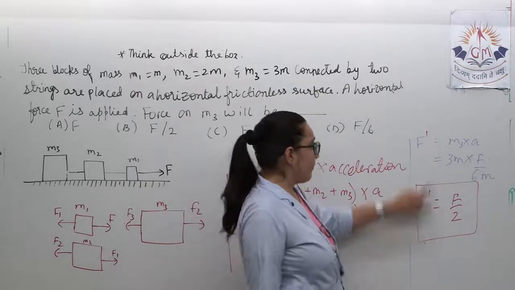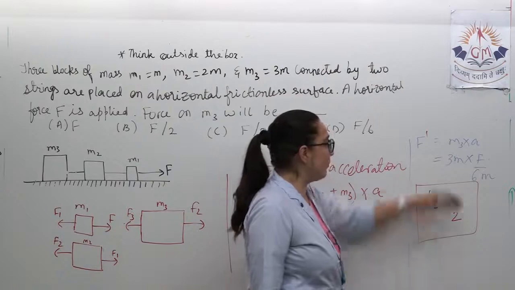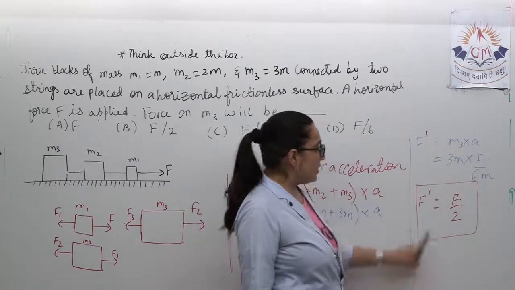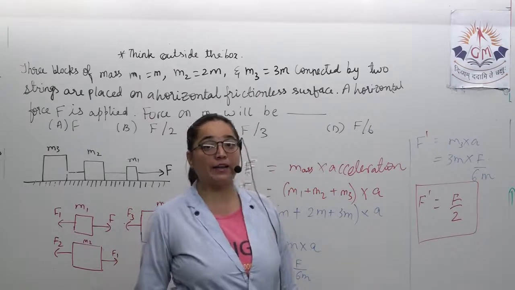New force F, that is m3 into a. So 3m into F by 6m. 3 twos are 6. So the new force F acting will be F by 2.